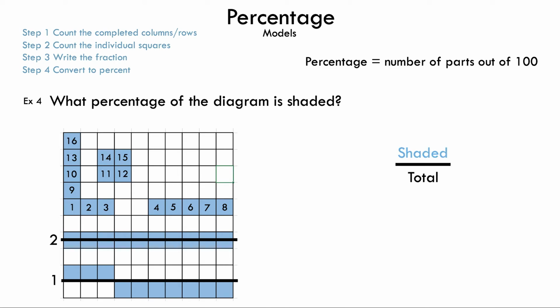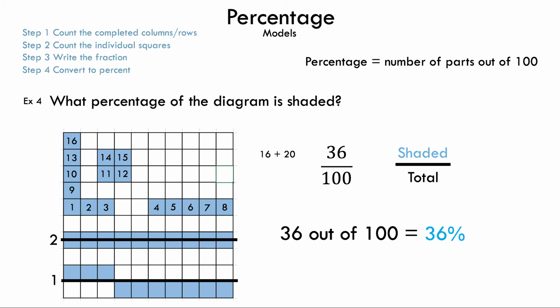Now we're going to begin the process to write the fraction. Shaded over total. So we have 16 individual squares plus the 20 from the 2 rows, which gives us 36 over the total, which is 100. Once again, we're going to use the definition of percentage, number of parts out of 100. Instead of writing number of parts, we write 36. Instead of out of 100, we can just write the percent sign. So my answer is 36%.